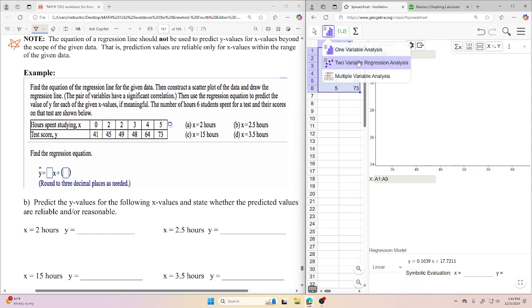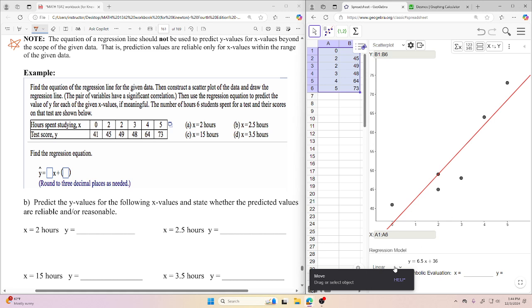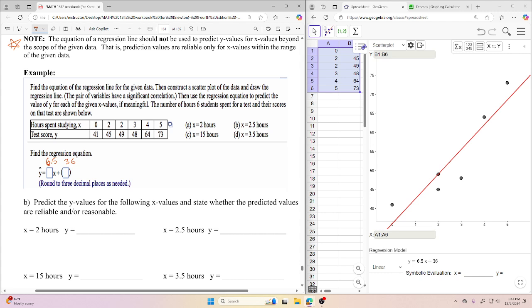Highlight 2 variable regression. We got our line. It automatically has the linear part. So there's our answers, 6.5 and 36. So I would put them in the boxes. They're just kind of tiny. Cool. Awesome. Okay, then. So then it says to predict what's going on at 2 hours, 2.5, 15, all that kind of stuff.